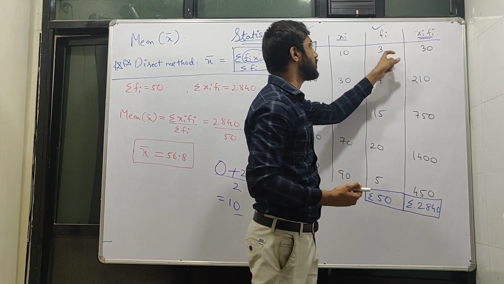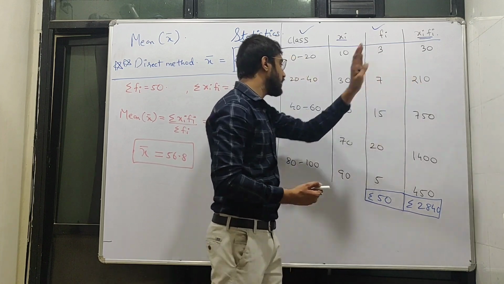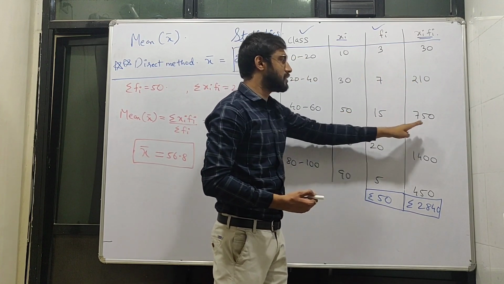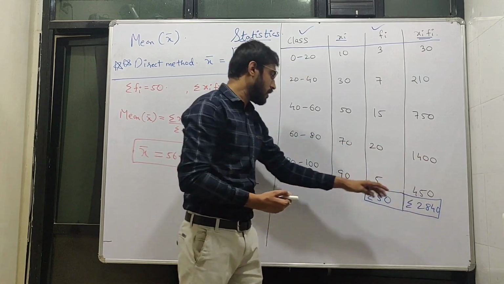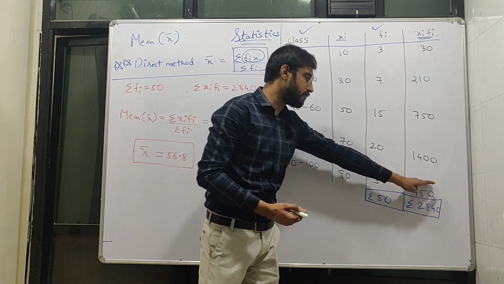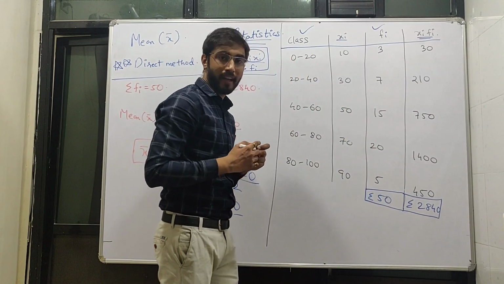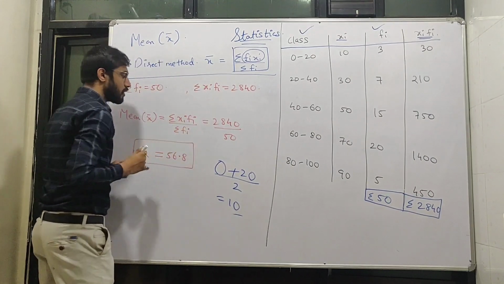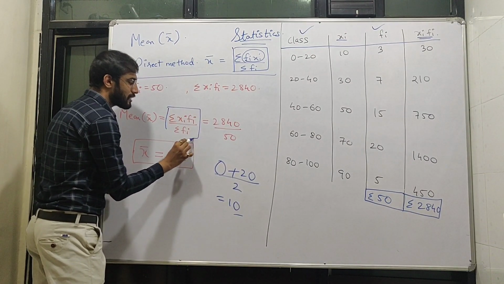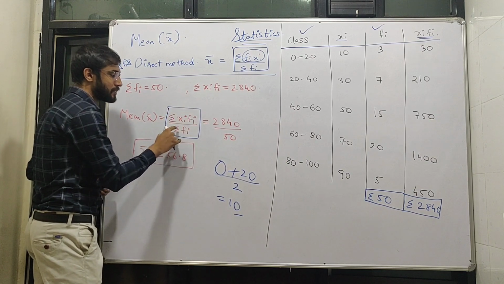So 10 into 3, 30. 30 into 7, 210. 50 into 15, 750. And 70 into 20, 1400. And 90 into 5 is 450. So we have calculated the columns for xi and fi. Again, if you look at our formula, the formula states summation for fi xi and summation for fi.